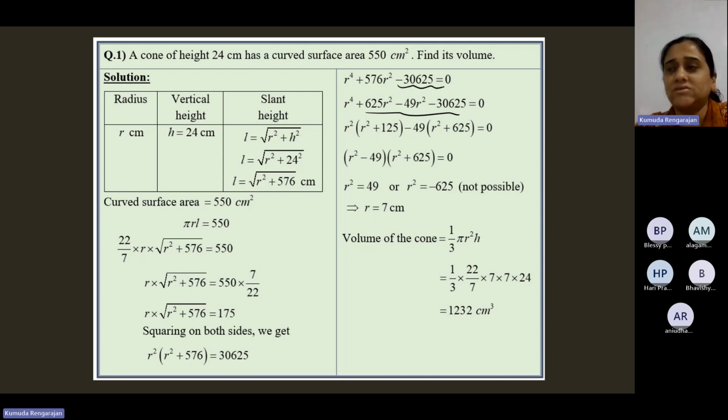The product is minus 30,625. The sum is 576. So we find two numbers that satisfy the sum and the product. That one only we have done. And when you split the middle term, there will be R square terms. So there will be 625 R square and 49 R square, because this one is R square here. Then you group the first two terms and the last two terms. So you get R square minus 49 into R square plus 625 is equal to 0. So when you equate this one to 0, that is R square minus 49 is equal to 0.